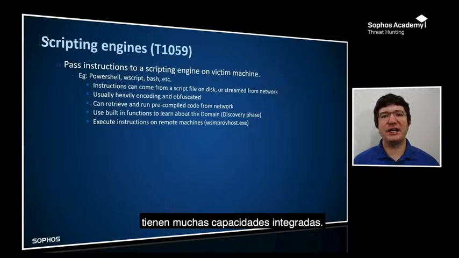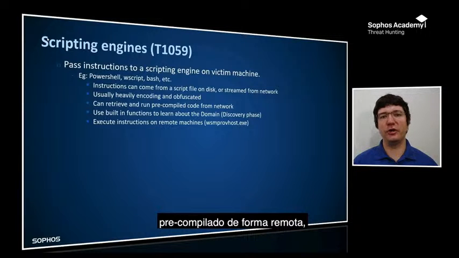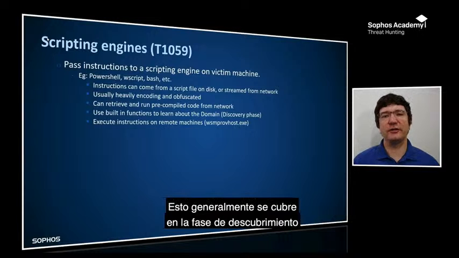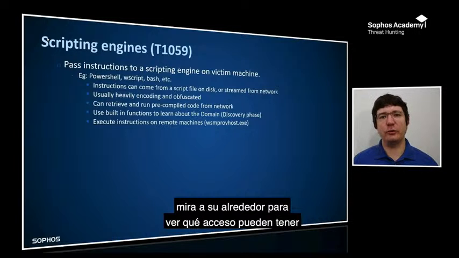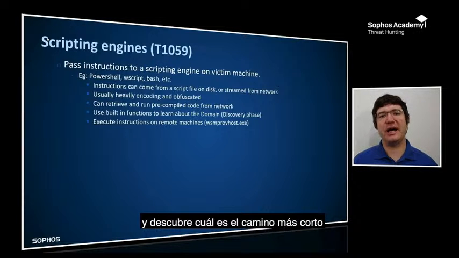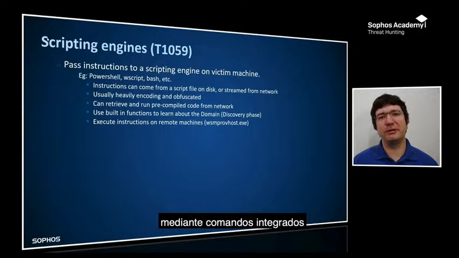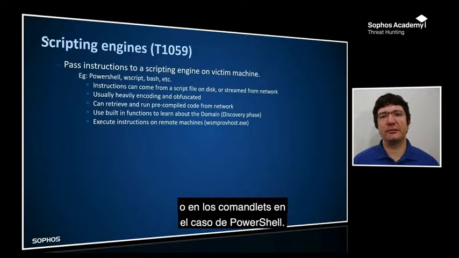A lot of these scripting engines have a lot of built-in capabilities: the ability to retrieve and run pre-compiled code remotely, execute commands remotely, and essentially look around for different assets on the network that an attacker might be able to take advantage of. This is usually covered in the discovery phase of when an attacker lands on the network, looks around, sees what access they can have, and figures out what the shortest path is to getting network admin on that particular network and expanding their attack. And usually these are done by using built-in commands in the scripting engines as well, or commandlets in the case of PowerShell.